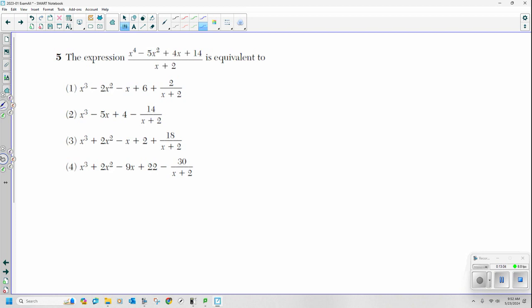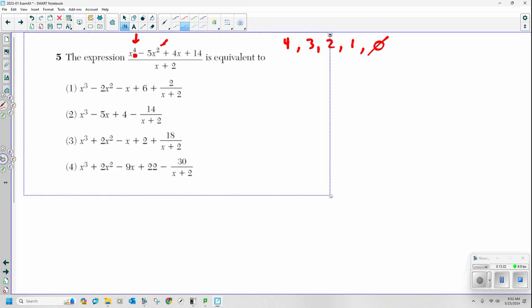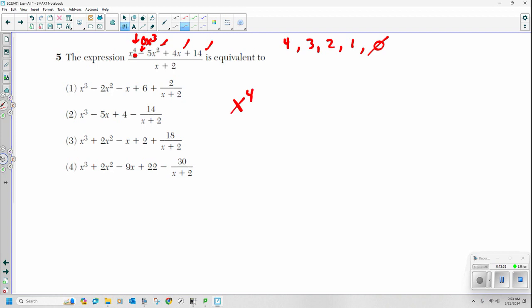The first thing I should do is make sure I don't have any missing terms, meaning my biggest exponent is a 4. That means I should have an exponent that's a 4, a 3, a 2, a 1. Then I should have something that has no exponent, okay? So here's my 4. I don't see my 3, but I see a 2 that's an exponent to a 1. This has no exponent. I'm missing x to the 3, so I got to put 0x cubed in between my x to the 4th and my 5x squared. So technically, I have x to the 4th plus 0x cubed minus 5x squared plus 4x plus 14.